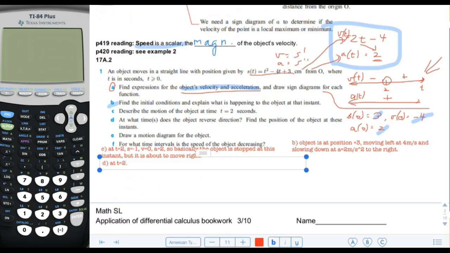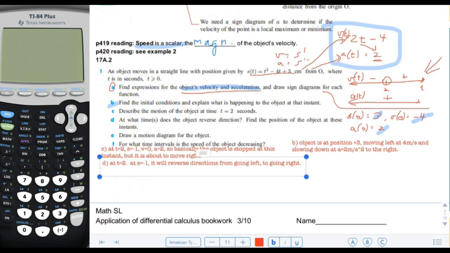Find the position of the object at this instant. So it's at s equals -1. We just found that. Okay? It will reverse directions from going left to going right. Okay. What about E? Well, draw a motion diagram for the object.